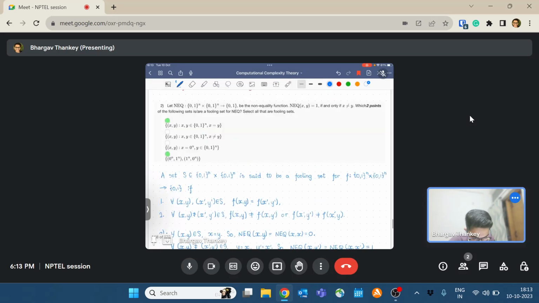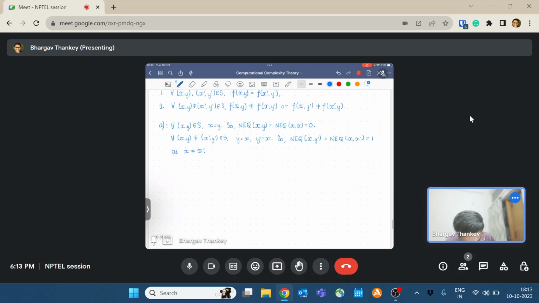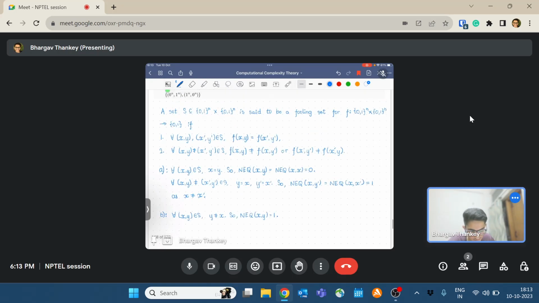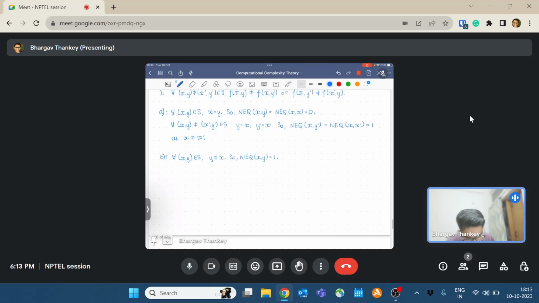What about B? For B, for all (x,y) in S, y is not equal to x. So NEQ is 1 because they are different. So at least the first condition is satisfied. But what about the second condition?